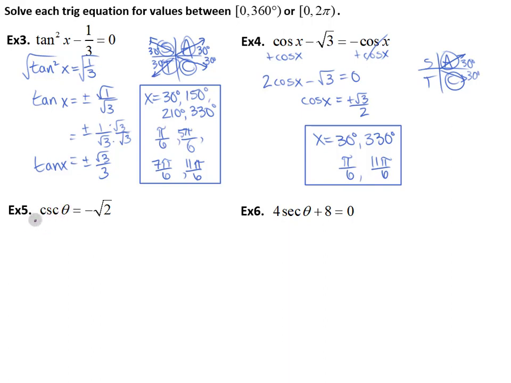Well, hey, this is pretty nice. It is already isolated, but it's a reciprocal trig value. So here's how we deal with those. What is cosecant the reciprocal of? Sine. And we're just going to write this as sine and do the reciprocal of this value. So if it's not a fraction, just make it 1, and then do the reciprocal.